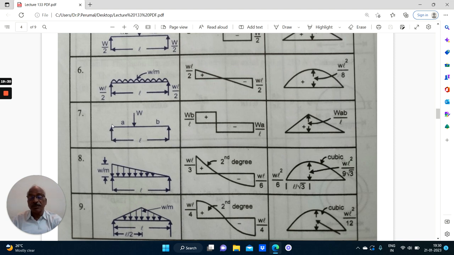So here it is WB by L. Up to this, it will be constant. Here it will come down. So W minus WB by L will be WA by L, and you will have the shear force diagram. Bending moment at any section is equal to, here it is WB by L. The reaction is WB by L. WB by L into A equal to WAB by L. WAB by L is the maximum bending moment. Even if you forget, you can easily recall. So WB by L is the reaction into A. So WAB by L plus.